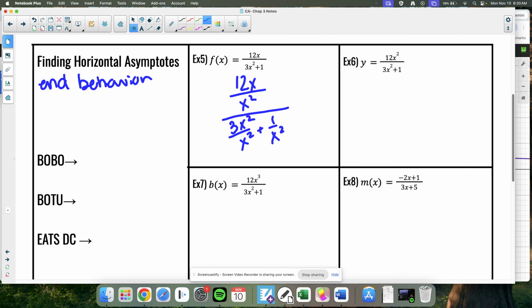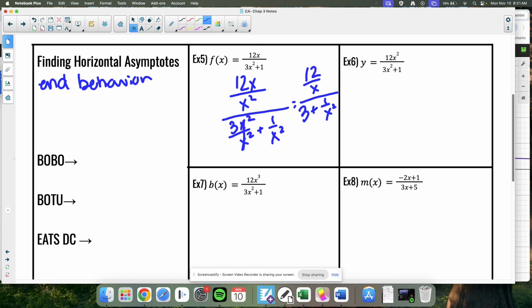Reducing-wise, if you have an x on top and an x squared on the bottom, what's that going to reduce to? 1x on the bottom. And then same thing here, x squared on top and bottom. So you start by dividing everything by the highest power of x, as long as you have a regular rational, like no radicals or anything like that.